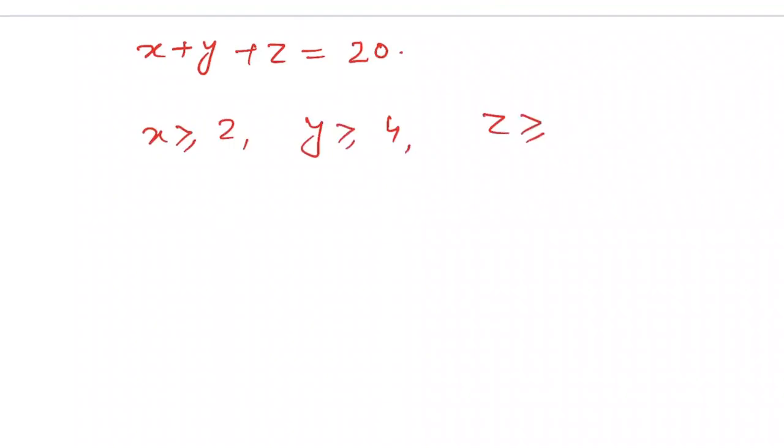Like if I'm giving the question directly: x plus y plus z is equal to 20, x greater than or equal to 2, y greater than or equal to 4, z greater than or equal to 1. Find the number of solutions. Try to write down the answer, and solve this properly.